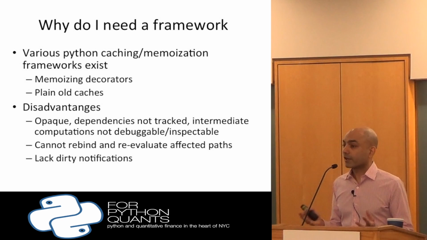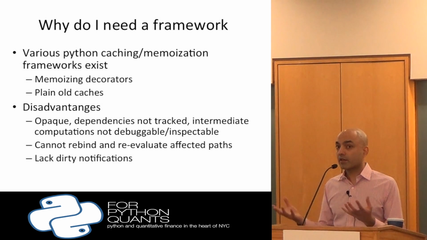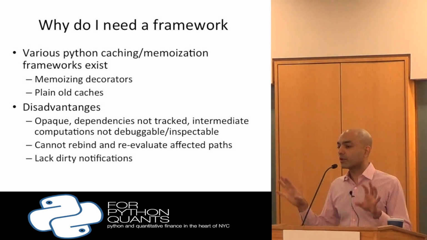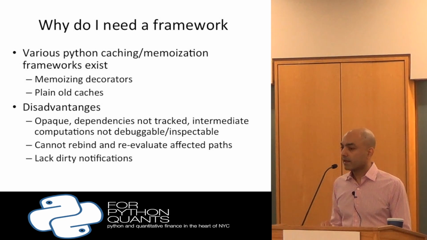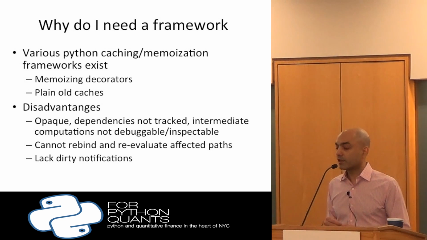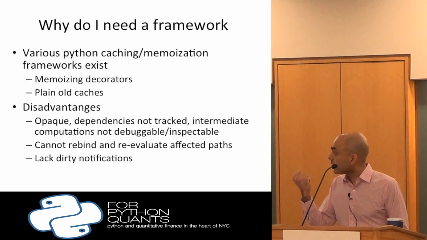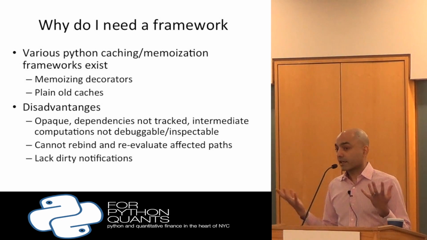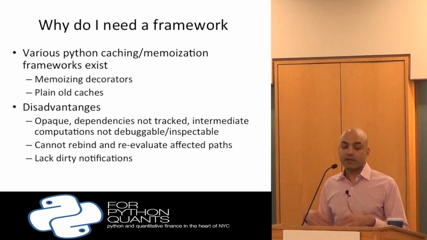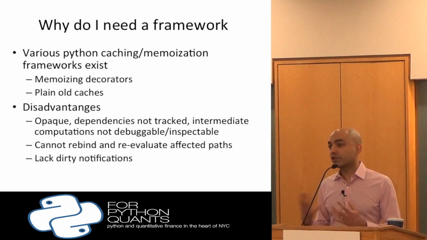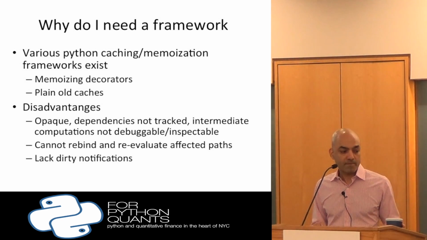is that they're opaque. So your dependencies are not tracked. For example, if I have a memoizing function, I call that function, I've essentially thunked it, I get back a value. I have no idea what went into this computation. I have no idea when this is dirty. I have no idea how to debug that call. I just end up with a value at the end. And unlike Excel, for example, I can't step through it. I can't inspect it. So in my mind, that's one of the key reasons why you want a framework to do things like this.